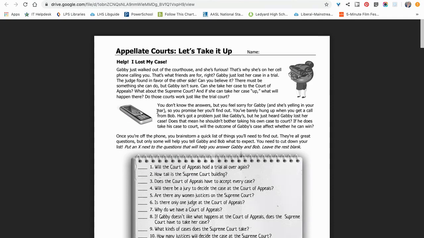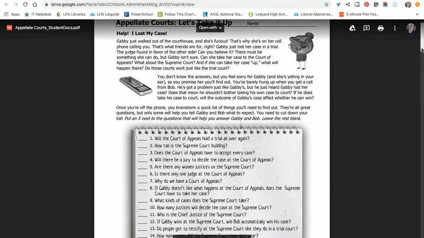You've barely hung up when you get a call from Bob. He's got a problem just like Gabby's, but he just heard Gabby lost her case. Does that mean he shouldn't bother taking his own case to court? If he does take his case to court, will the outcome of Gabby's case affect whether he can win? Once you're off the phone, you brainstorm a quick list of things you'll need to find out. They're all great questions, but only some will help you tell Gabby and Bob what to expect. You need to cut down your list. Put an X next to the questions that will help you answer Gabby and Bob. Leave the rest blank.